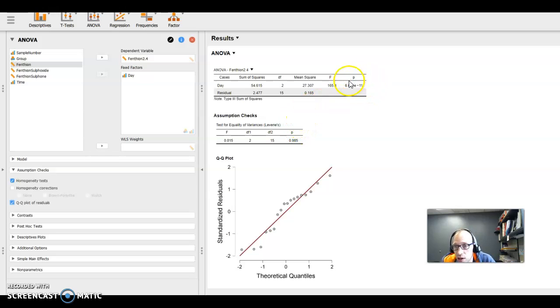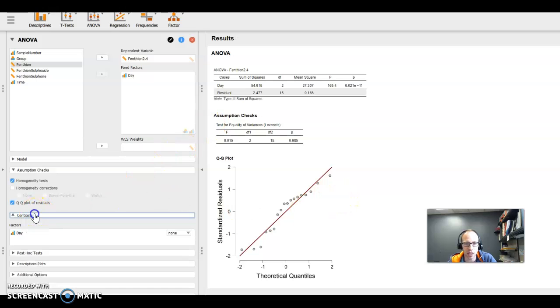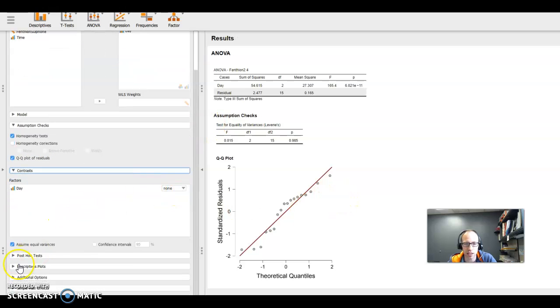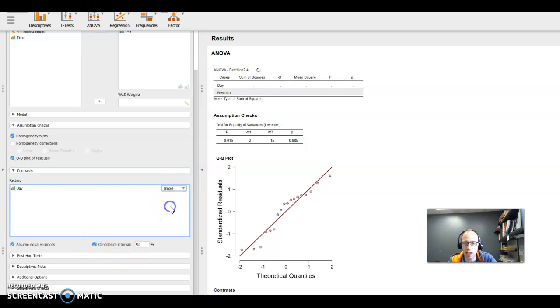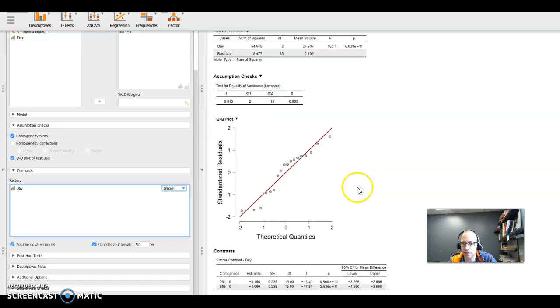Okay, so if we look at our ANOVA results, we're going to meet the assumptions here. So we're looking at the results. We certainly have a significant result again, and we have our F test right there. So also a very high F value. What we might want to do then is take a look at our contrasts. We'll grab those 95% confidence intervals and just do the simple contrasts again.